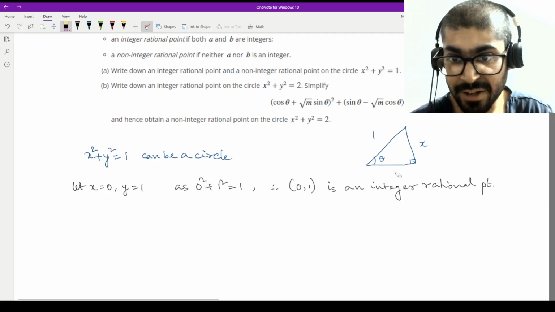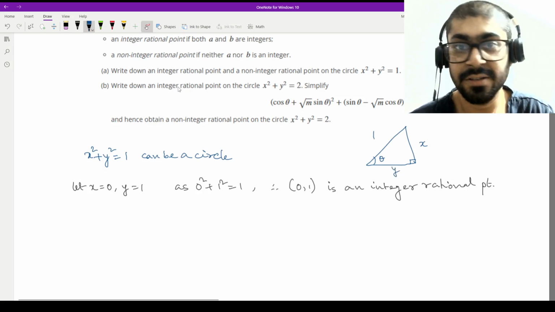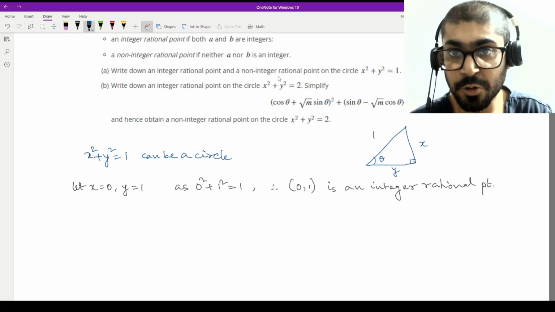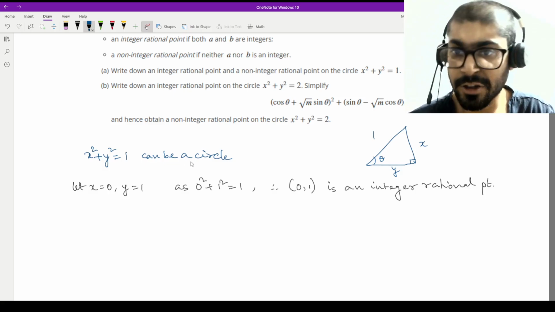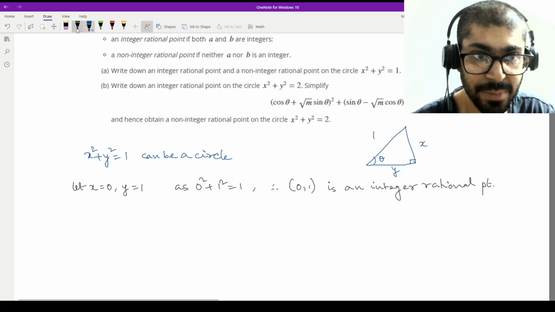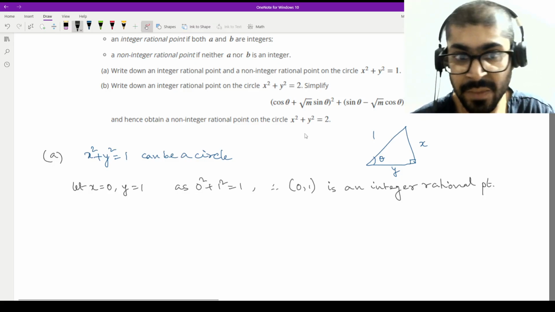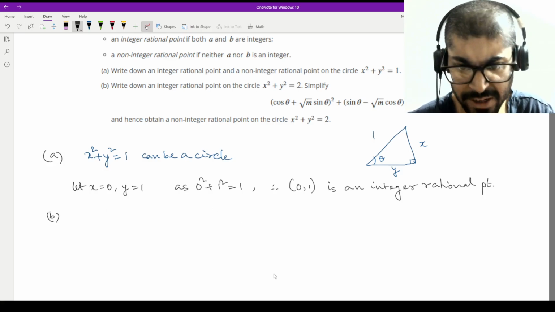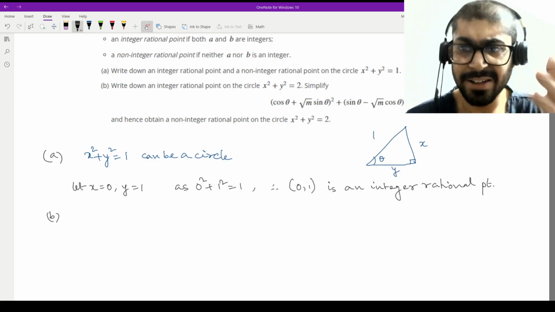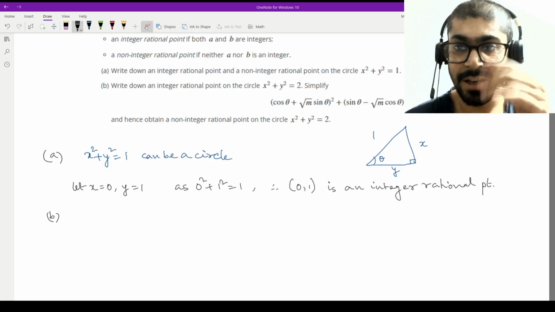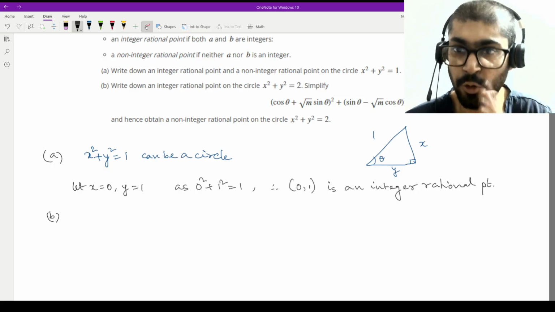Now once we have done that portion, we will be looking into obviously the second portion. The second portion says write down an integer rational point on the circle. Okay, before we move into that we have to do the non-integer rational point as well. So for the non-integer rational point we will take the help of this second interpretation that we had. Okay, so this is part A. For this one we will be looking into any Pythagorean triplet. Any Pythagorean triplet you can think of will work as a solution. So the easiest and the smallest Pythagorean triplet is 3, 4, 5, right?